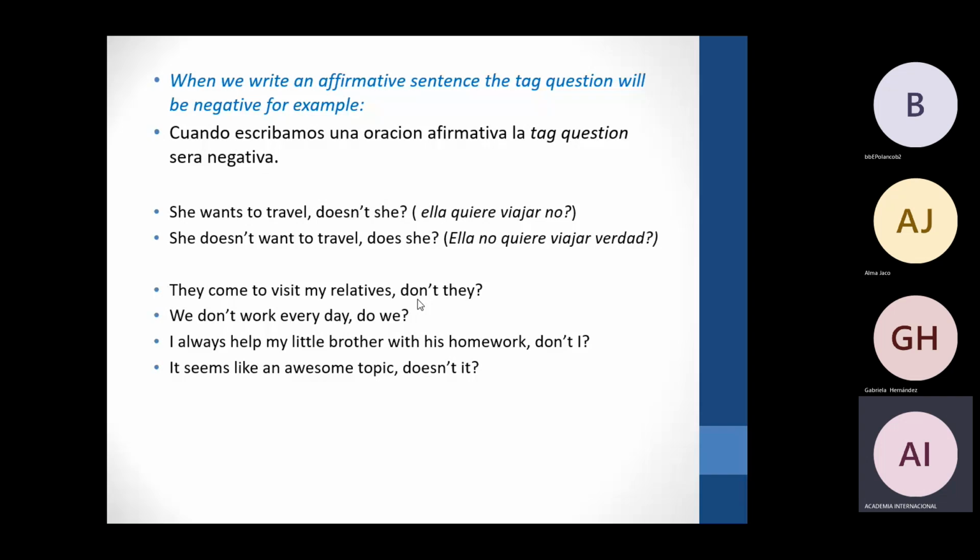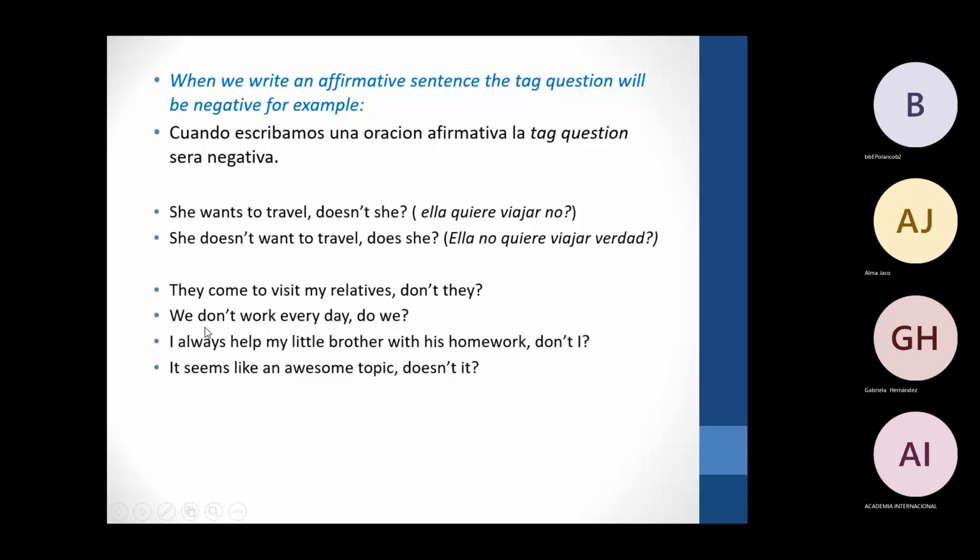Ahora, la otra parte que les decía es saber en qué tiempo estoy hablando. Si estoy hablando en presente simple, si estoy utilizando el verbo to be, cambia un poco. Como en el ejemplo que vimos de snow is white, isn't it? Y si la primera la hago negativa, snow is not white, is it? La última va a ser afirmativa. Pero ahí con el verbo to be es diferente.